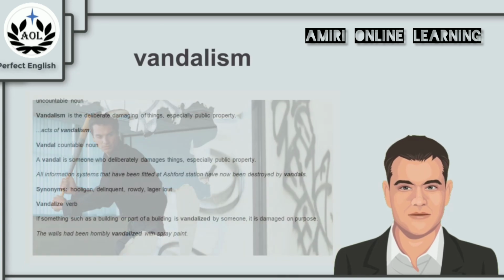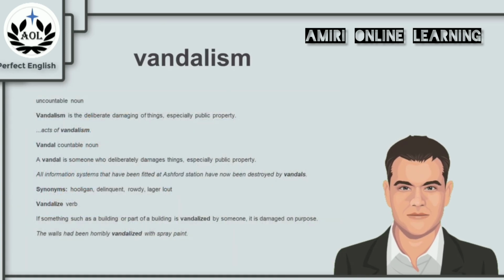Let's find out. Now, vandalism is an uncountable noun. Vandalism is the deliberate damaging of things, especially public property. We say it, for example, acts of vandalism. A vandal is a countable noun, and the vandal is the person who does that. A vandal is someone who deliberately damages things, especially public property. For example, all information systems that have been fitted at Ashford Station have now been destroyed by vandals. And synonyms for vandal are the words hooligan, delinquent, rowdy, and lager lout.